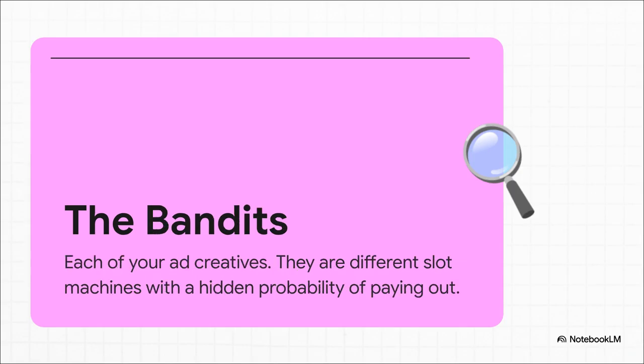Now, lining the walls of this casino are the slot machines, sometimes called one-armed bandits. And these are your 5 ad creatives. Each ad is a different machine. And here's the crucial part. Each one has its own secret hidden chance of paying out a big jackpot. You just don't know which one has the best odds yet.